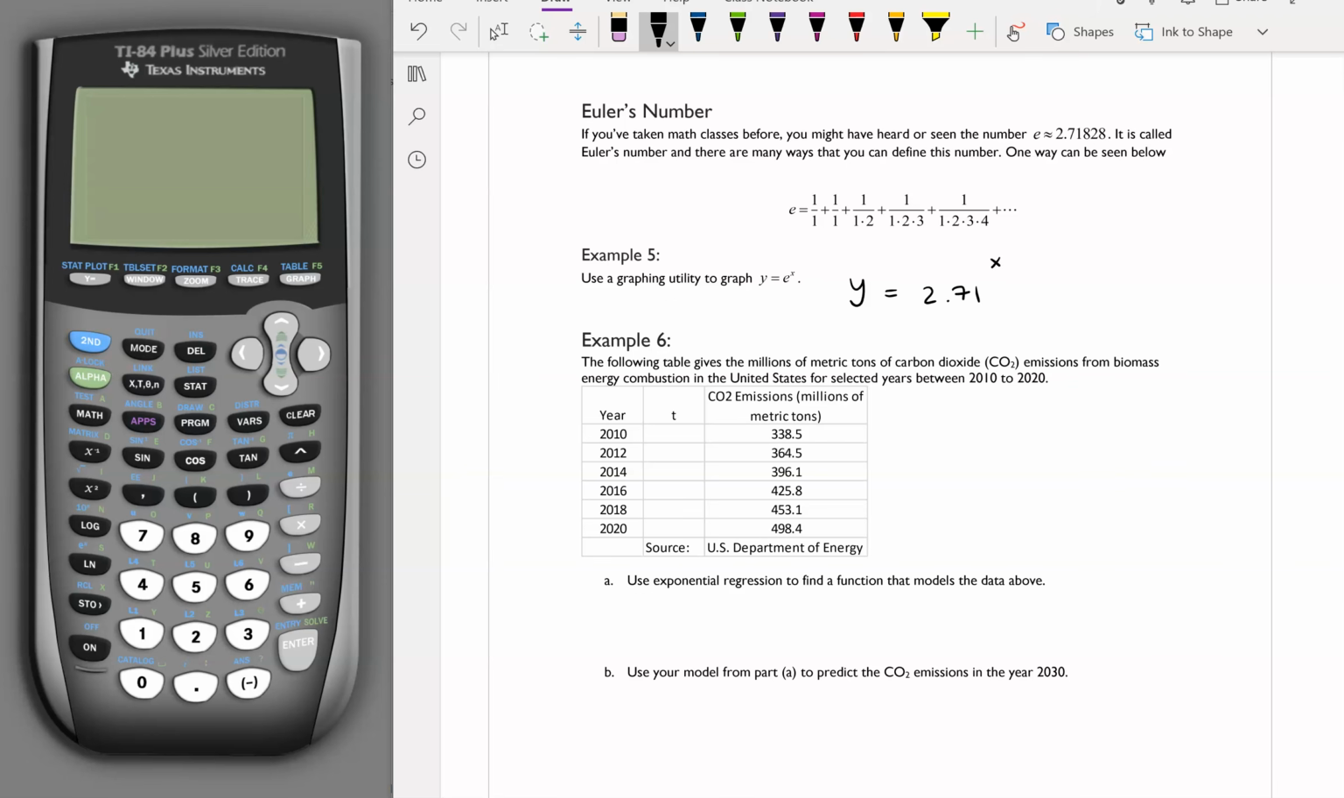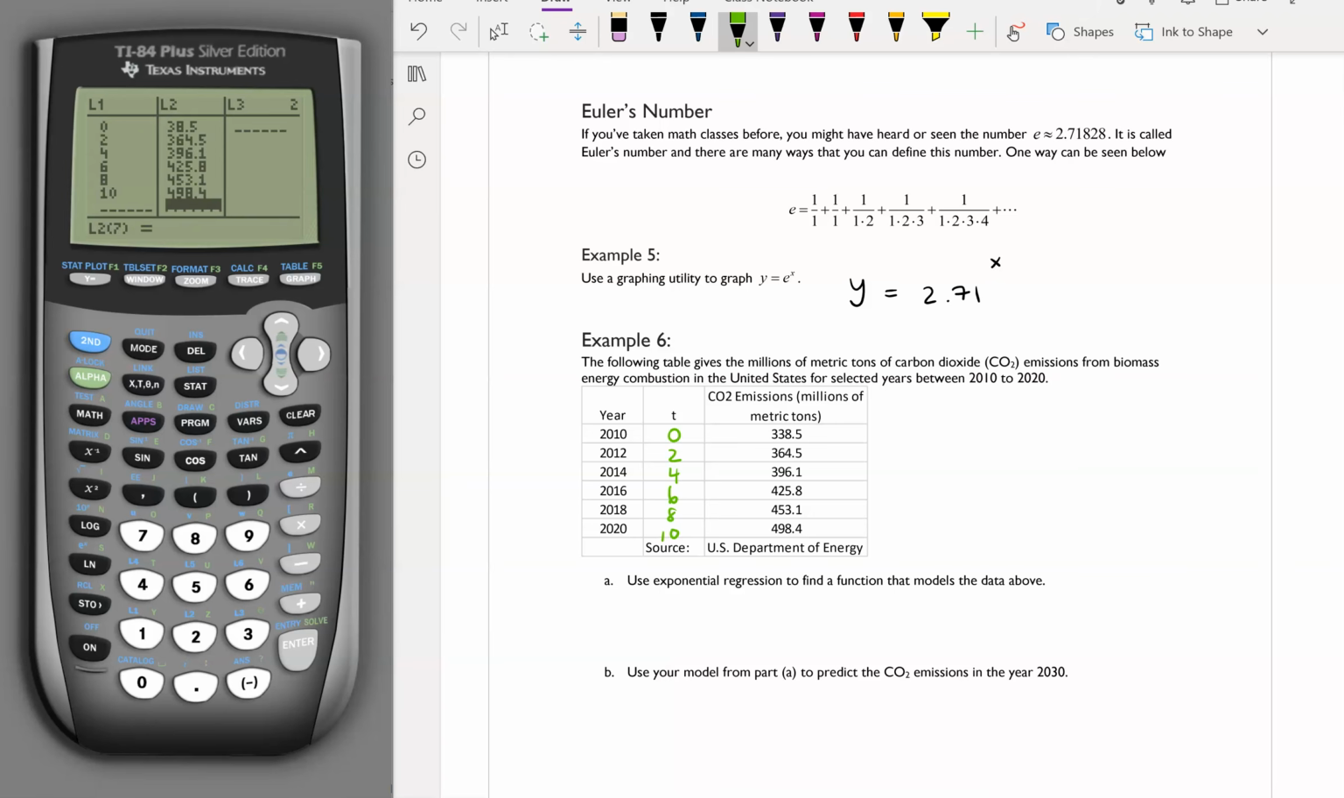Now, before I jump into my calculator, I want to use t values. So I'm going to let t represent the number of years after 2010. So if I do that, then these would be 0, 2, 4, 6, 8, and 10. That's going to make it a little bit easier when I punch those into the calculator. So I'm going to come over to my calculator. I'm going to hit the stat button, and then I'm going to go to edit. And here I'm going to enter in my data. So I'll do that really quickly.